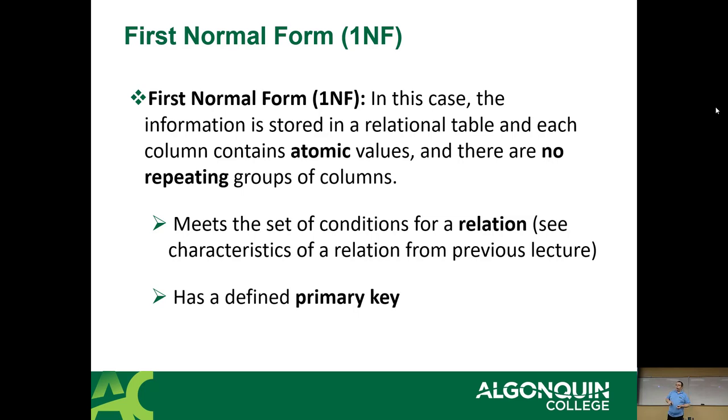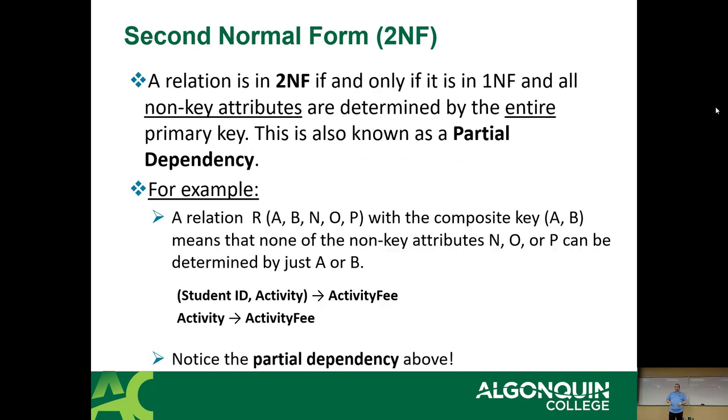There are no repeating groups of columns. The example I'm going to go through with you guys has an example of repeating groups of columns. So the columns are atomic, there are no repeating groups of columns, and it has a defined primary key. So we've identified a primary key, also known as a determinant. It could be a multi-column, compound key. But at this point in time, we're not creating anything new. So one, two, three columns, whatever it takes, you're going to identify that. So that's the first normal form.